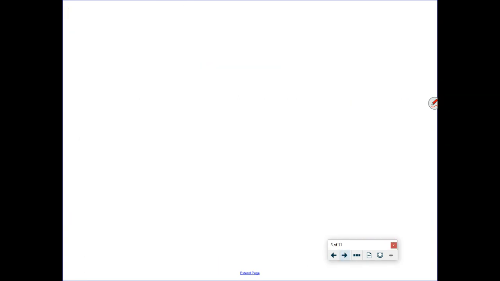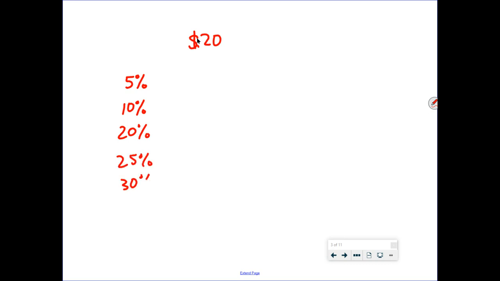Now, I want to sidetrack here, and I want to teach you a trick. This trick will come in very, very handy wherever you go, whatever you do, and it's finding percents. Finding different percents for different quantities. So let's take one value, like $20. On your paper, this is not an actual problem, but I do want you to write this down. If I asked you to find 5%, 10%, 20%, 25%, 30% of $20.